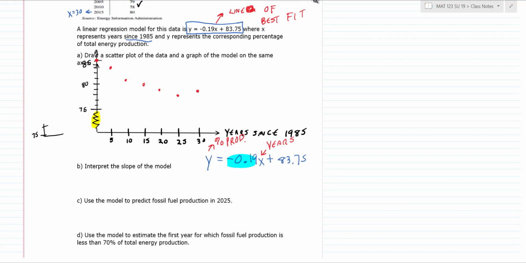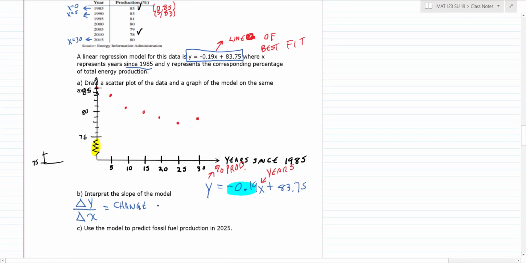If you're going to tell me what the meaning of a slope is, you have to understand the formula for a slope. So remember what it is: it's delta y over delta x. It's the change in y over the change in x. So what does that really mean? It means the change in production, and that again was fossil fuel production. I'm going to abbreviate that. So it's the change in fossil fuel production over the change in time, the change in years. So if you model this, you've got negative 0.19 over 1. So this is the percentage.